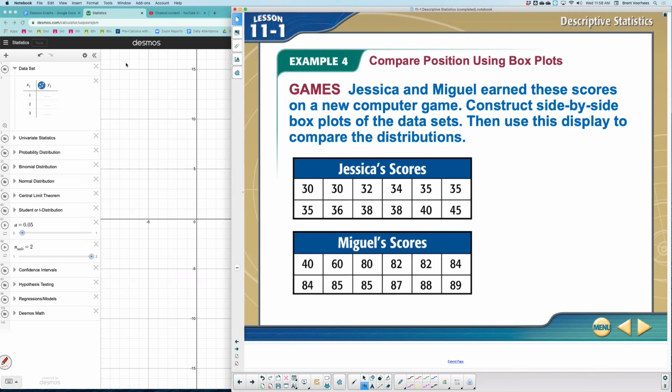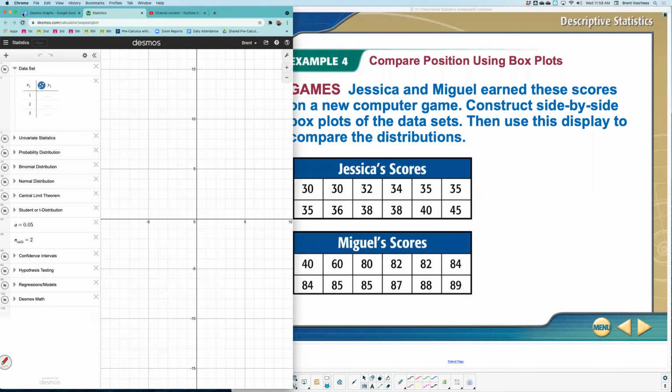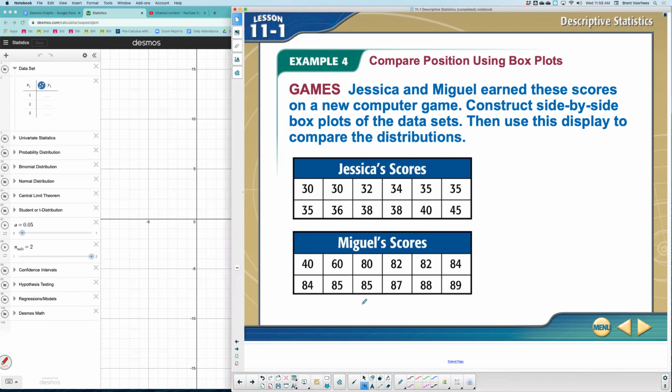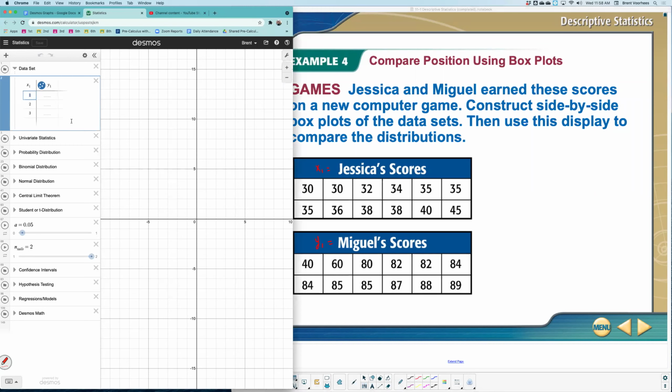I'm going to use this calculator, and I've refreshed it, by the way. If you just hit the refresh, it'll clear everything out. What I'm going to do is enter these into the calculator, but we're going to look at these as two separate data sets. So this one I will enter in as x1, and I will put y1 in as Miguel's score. So x1 is Jessica's scores, y1 will be Miguel's scores. So I'll come over here to my data set, and these will be two separate data sets.